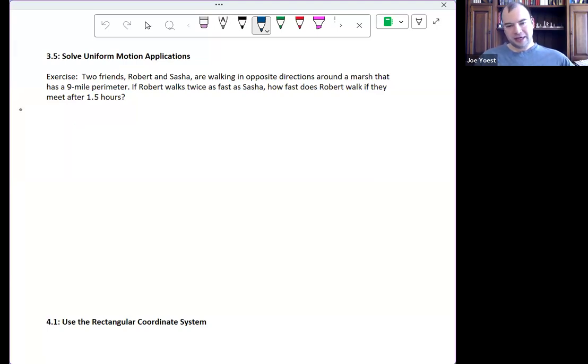So let's draw a schematic. We have a little marsh here, and the circumference is 9 miles. I'll just draw it with a little circular arrow like that. That's the circumference around.